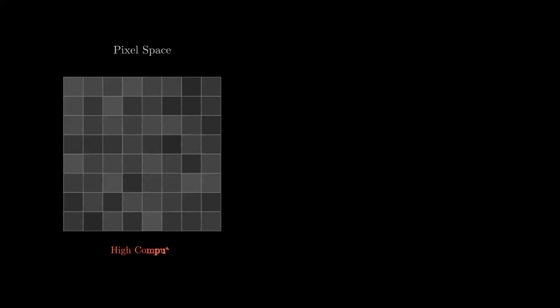To understand how models like Stable Diffusion work so efficiently, we must first distinguish between two worlds: pixel space and latent space. Imagine attempting to paint an image pixel by pixel. In pixel space, a standard high-resolution image consists of millions of individual data points. Calculating relationships between all these pixels requires a massive amount of computational power. It is heavy, slow, and expensive. This is where latent space comes in.